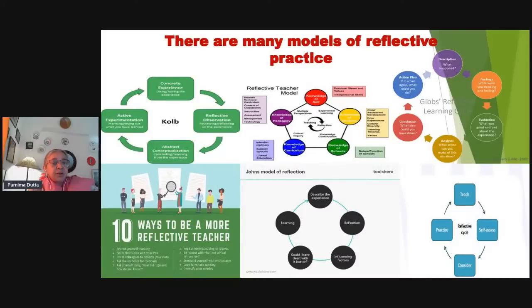Now, I was saying that there are many models. I don't intend for this to be a very detailed one. Can you all see it? Just for you to have an idea, I have picked up randomly about 6 of the 17 models that are there for how to go about doing effective reflection. There are 6 of them, and I have picked 2 others, the 2 simplest ones. Okay, so we'll go to the next slide.